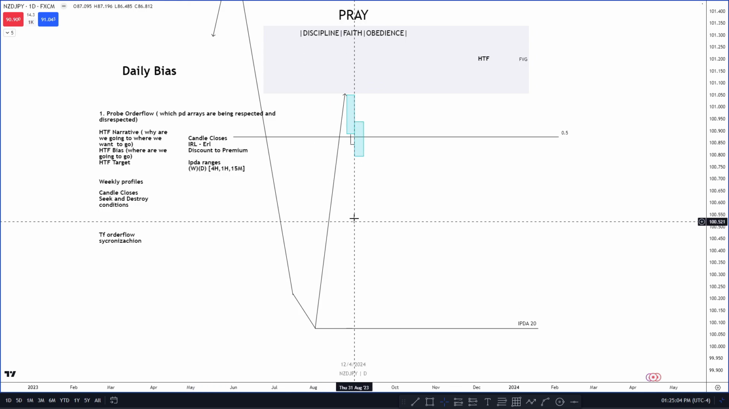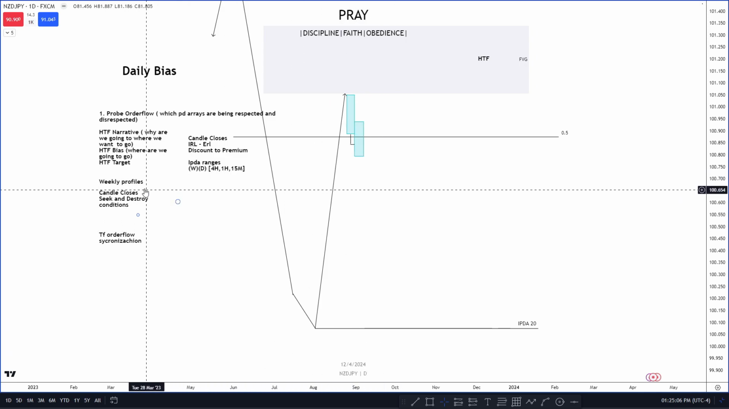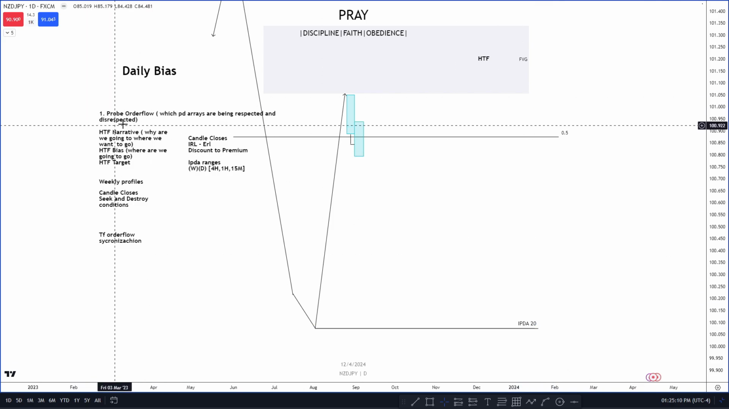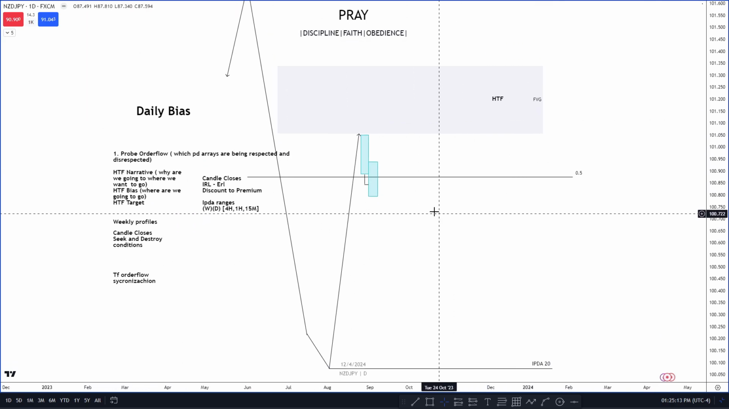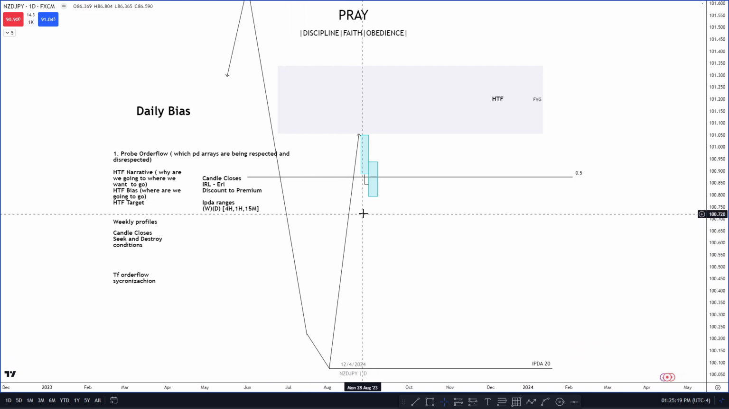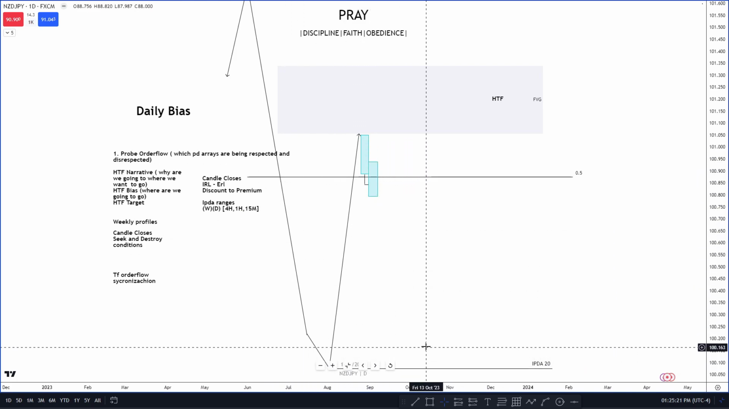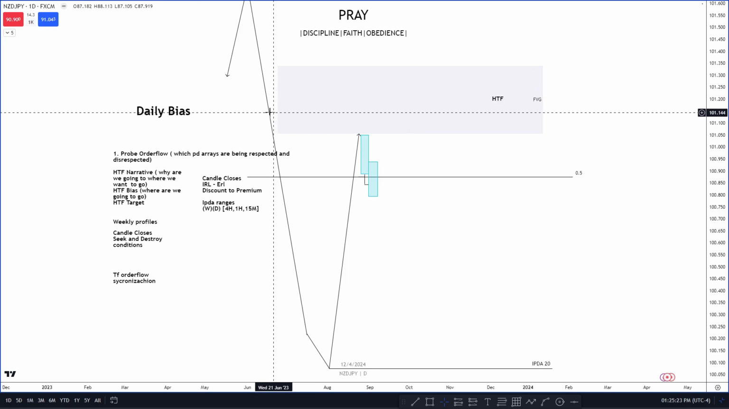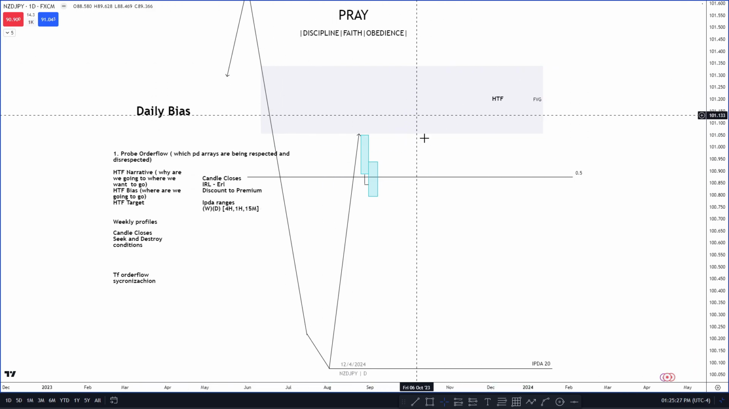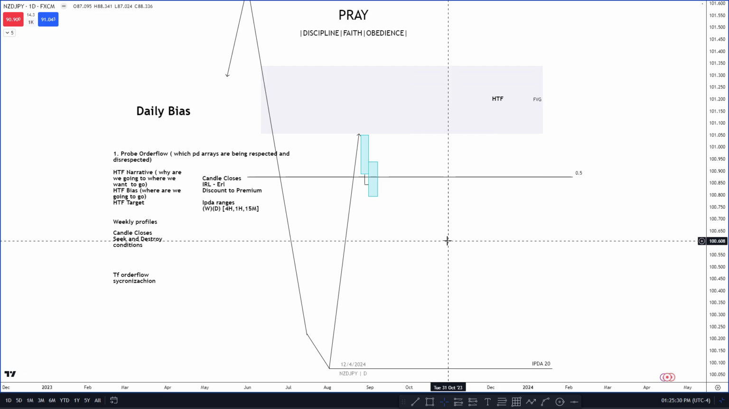Let's say if we had failure swings right here. And then our high time frame target is the IPTA 20 range. You see how all of these go hand in hand? You're probing order flow. All these bullish PD arrays are soon going to get disrespected. But all the bearish PD arrays from within here are getting respected, if that makes sense.